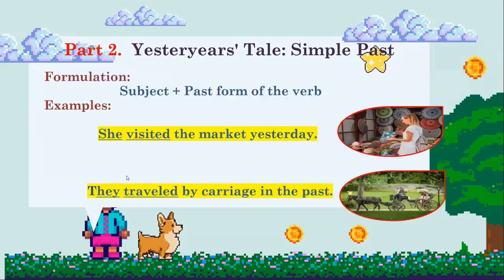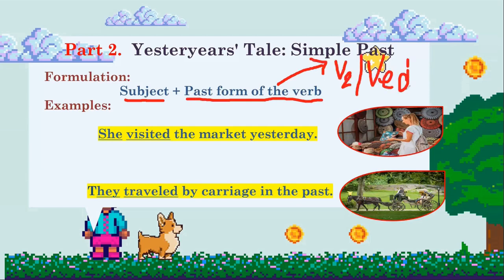Yeah, to form a sentence in this tense, you will follow a clear recipe here. So it's very easy for you to see that we will start with the subject at the beginning of the sentence, and it will be followed by the past form of the verb. And here, this verb can be verb 2 or verb-ed. Yes. So very simple, right? So let's see some examples. Let's begin with the very first example here.